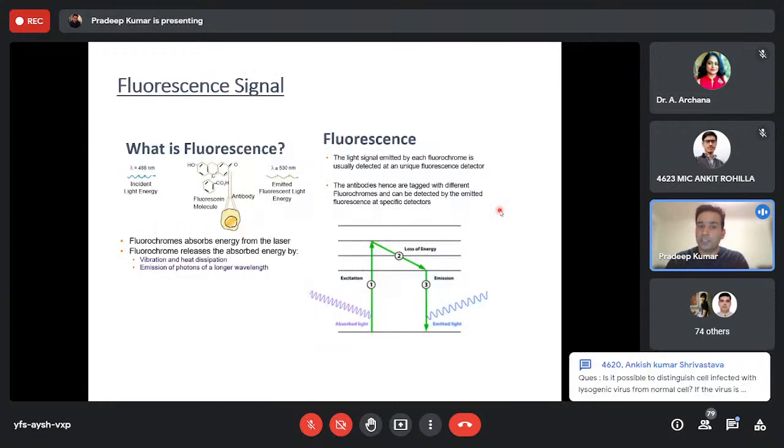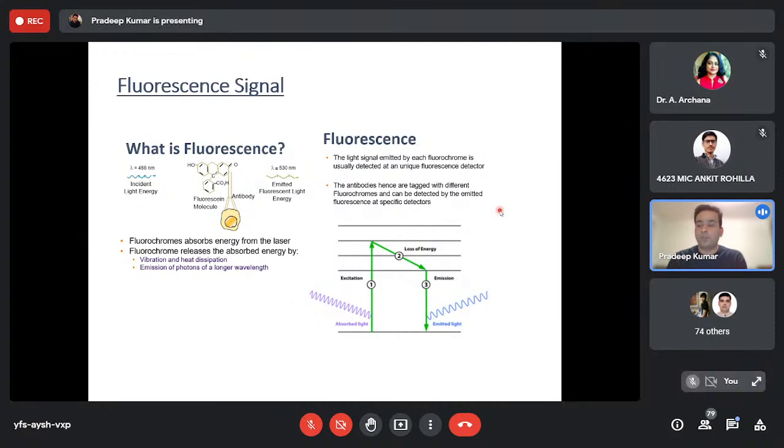The third information is fluorescence: how we get fluorescence and why we are doing flow cytometry. I mean, what's the main purpose of it? Okay, so the main purpose is basically fluorescence, because that is what we are able to detect. Now, how we get the fluorescence is through any fluorochrome molecule. This is an example of a fluorescein isothiocyanate molecule, which absorbs light at a particular wavelength and emits light at a different wavelength.